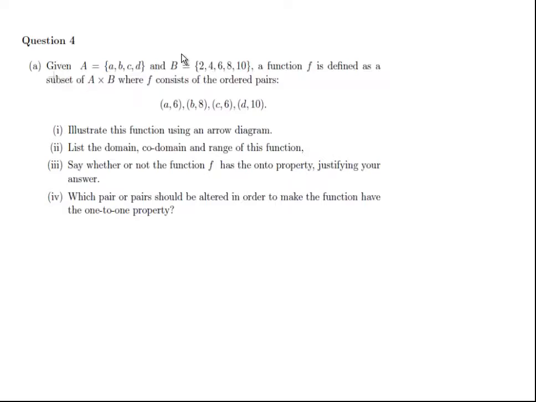So this is a functions question from 2006. So it's question 4. Given that the set A comprises the elements a, b, c, and d, and we have the set B which comprises the elements 2, 4, 6, 8, and 10, a function f is defined as a subset of A times B. This is actually the Cartesian product of A and B. Okay, let's make a note of that.